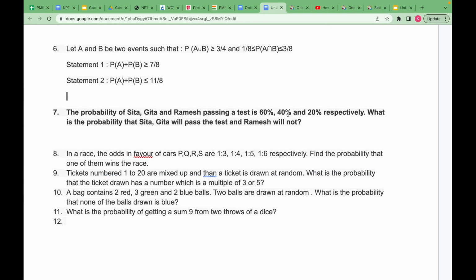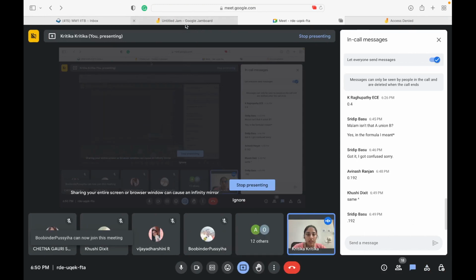So the multiplication of all these three units will be the answer.